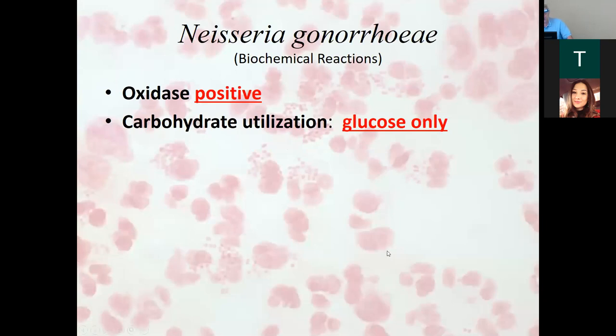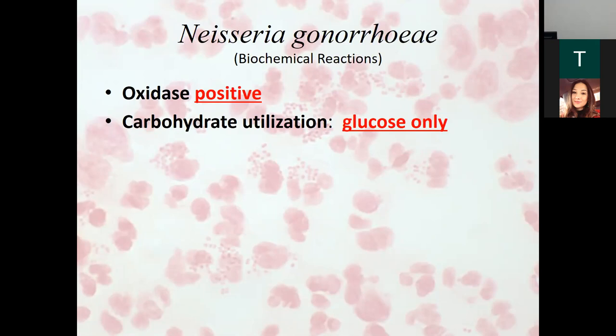So here's our test. We've done site, we've done smears, we've done Gram staining. Now we have Neisseria gonorrhea and a biochemical reaction. This is where our little API strip comes in, and our MicroScan panel, because we're going to do these little biochemical tests. But we don't need that for oxidase.